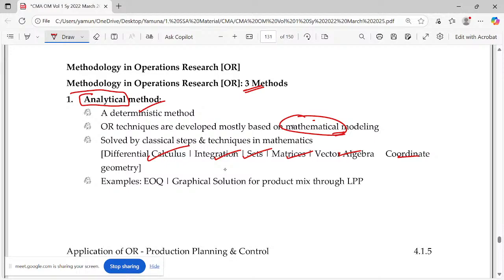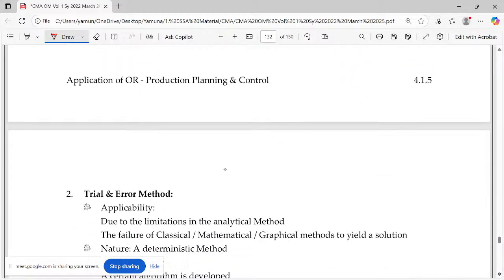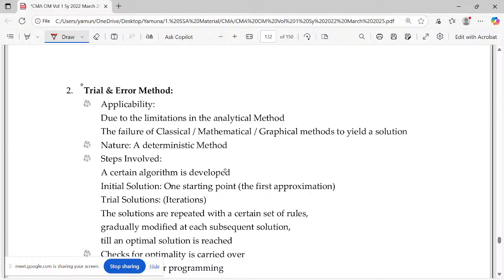And when we apply this analytical method in OR, we use the EOQ model. You remember the formula, root of 2AO divided by C. Also, we have the graphical solution, where we solve linear programming problems. So that's about the analytical model. Sometimes the trial and error method might be helpful in most cases.